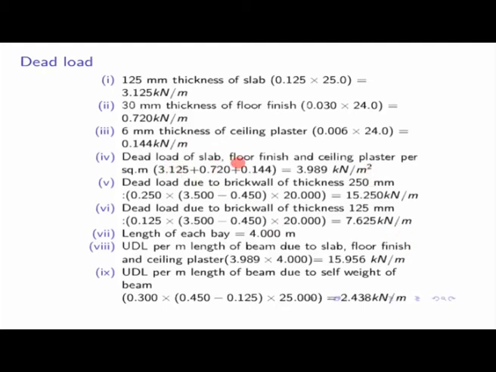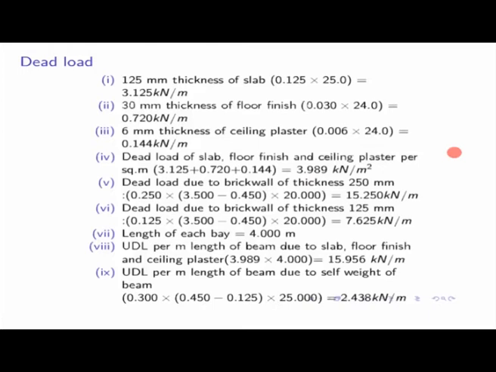So dead load of slab, floor finish. That means you have to calculate for slab, you have to calculate for floor finish, you have to calculate for ceiling plaster, and then you have to add, which is coming 3.989 kilonewton per square meter. So it means that I am getting here almost 4 kilonewton per square meter.